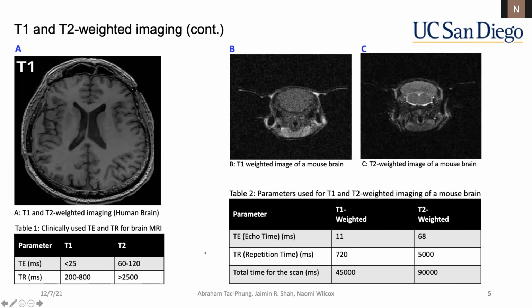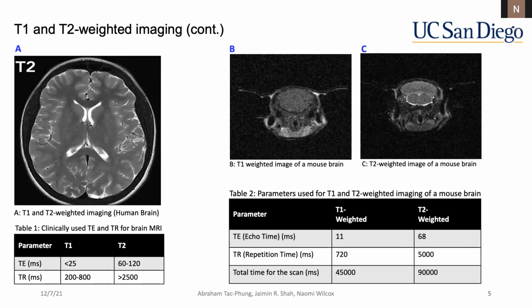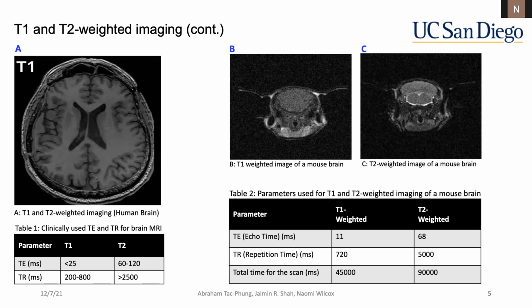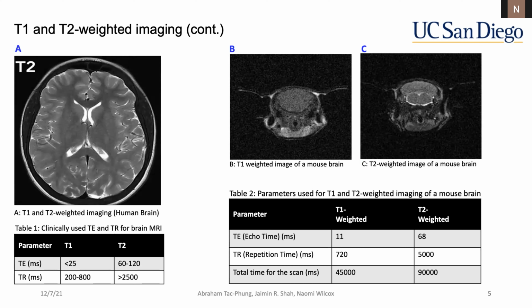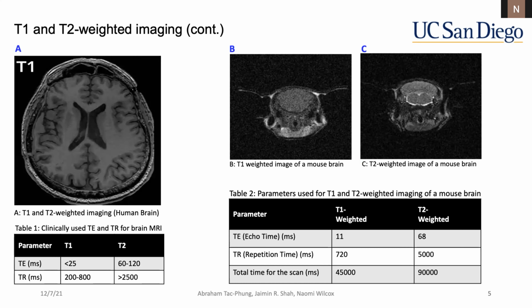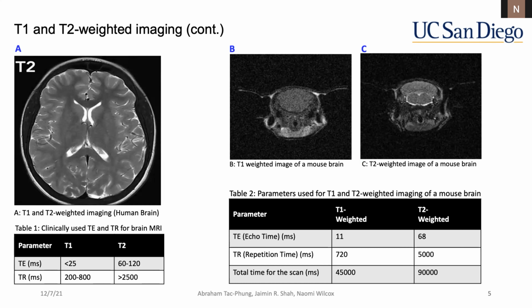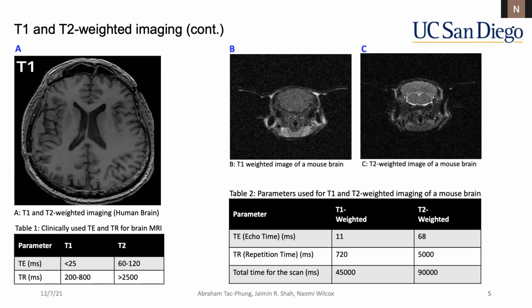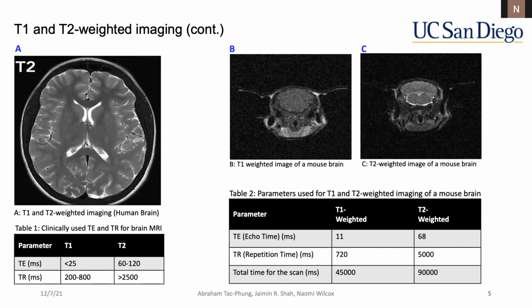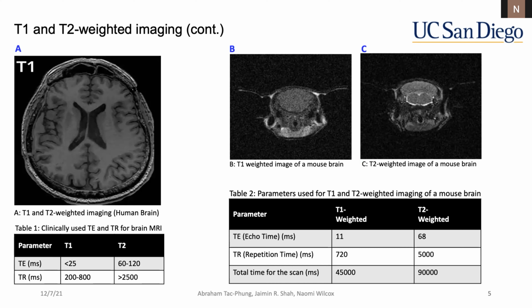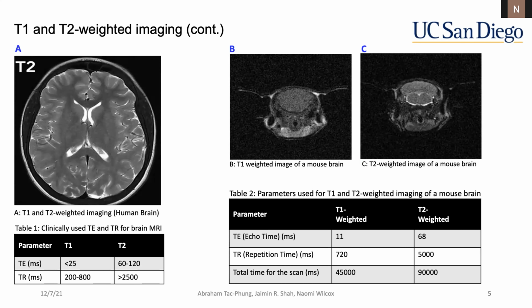Okay, so on the left we have figure A, which is an image of the T1 weighted and T2 weighted images of a human brain. Below we have table 1 with the parameters that we use for TE and TR. You can see that the CSF changes in brightness as we vary these parameters.